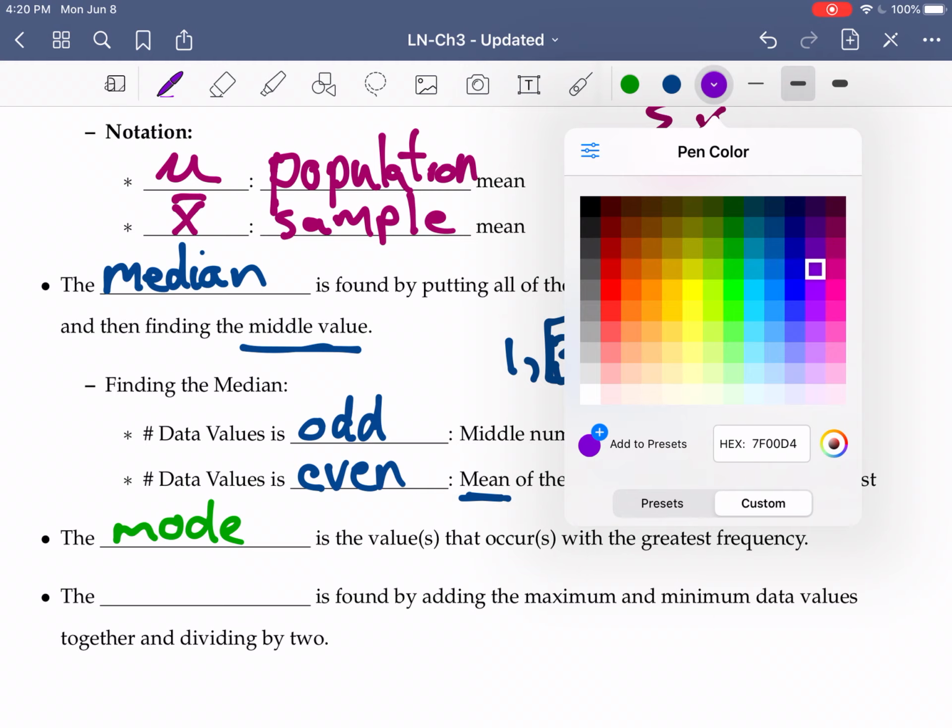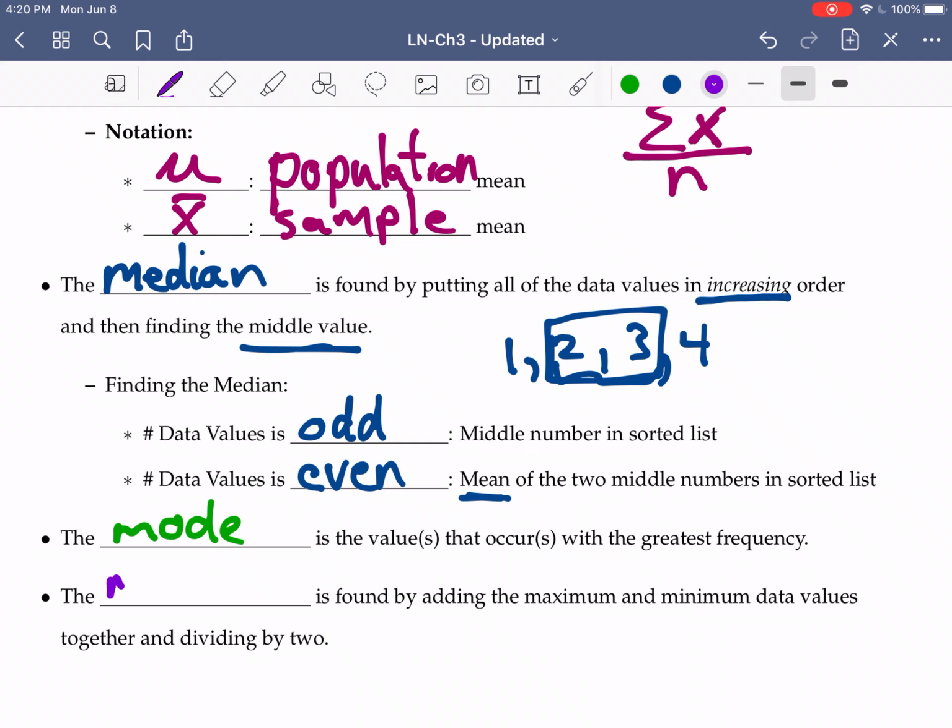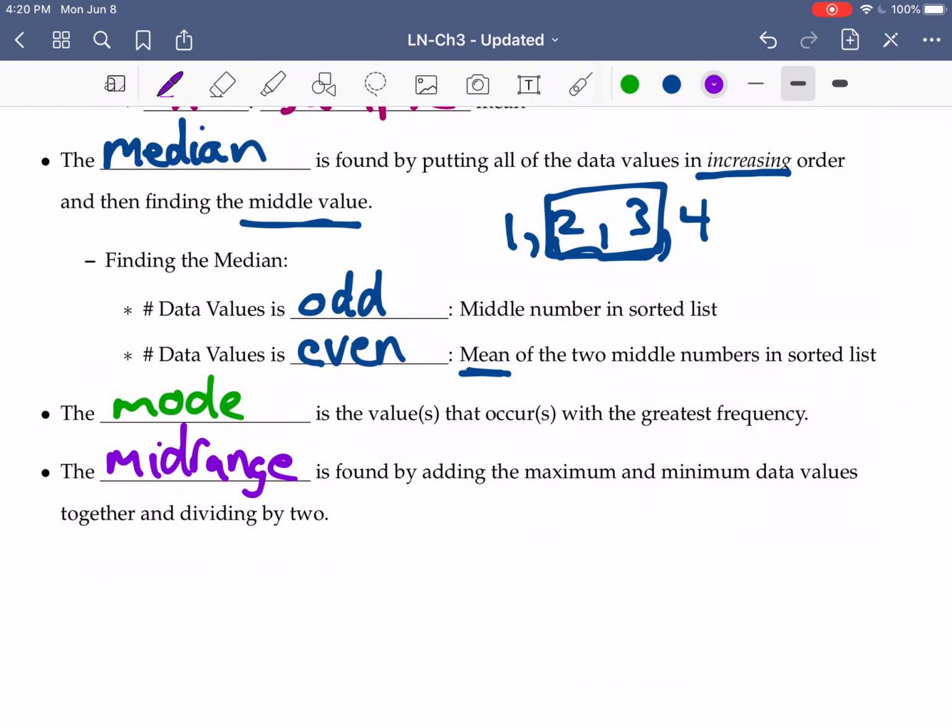And then we also have the midrange. So the midrange, here you just take the maximum data value plus the minimum data value, and divide that by 2. Right, so you're just taking the mean of the maximum and minimum.